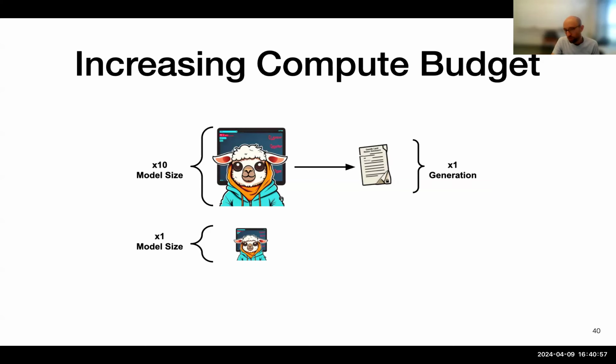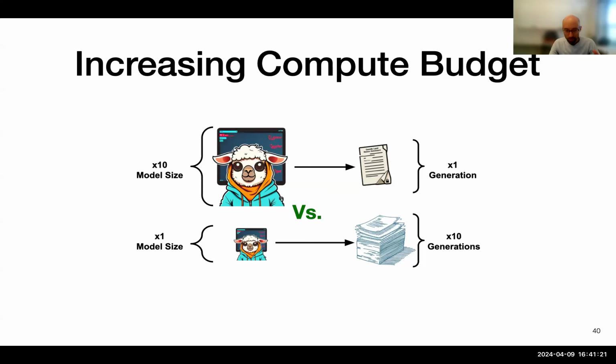But an alternative way to increase budget and get potentially better results is to take our small model and run it 10 times. Now, the underlying assumption here is that the cost of generating 10 generations from a small model is the same as generating 1 generation from the large model. This is not 100% accurate, but it's a very good approximation. So basically, you can think of a trade-off between running the large model once or running the small model multiple times.